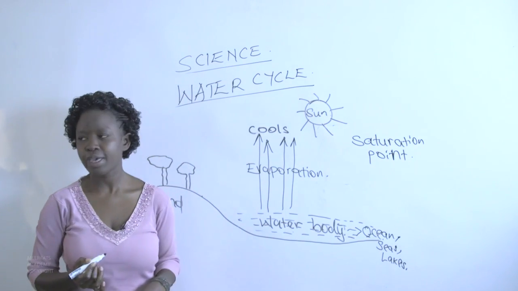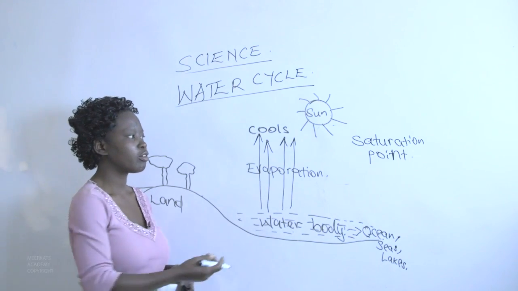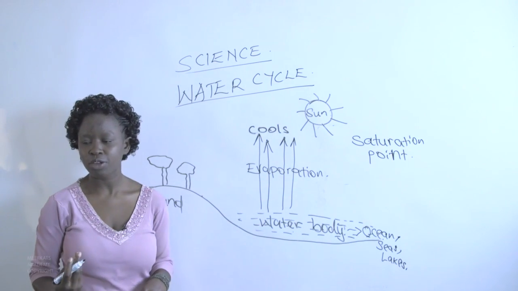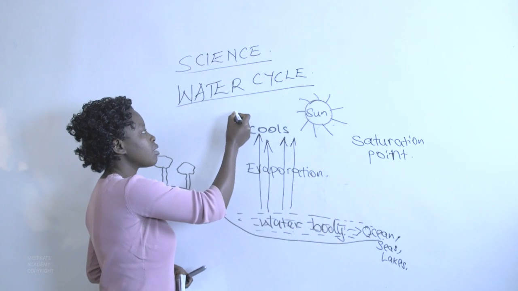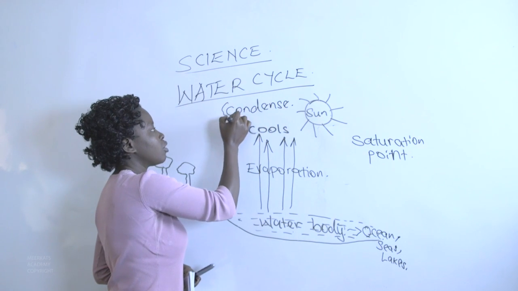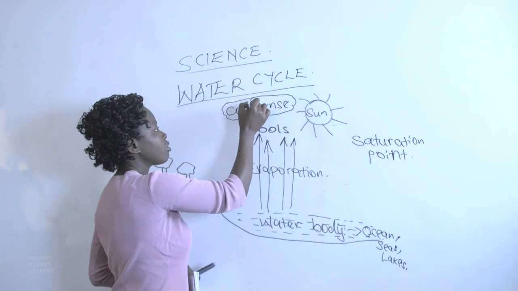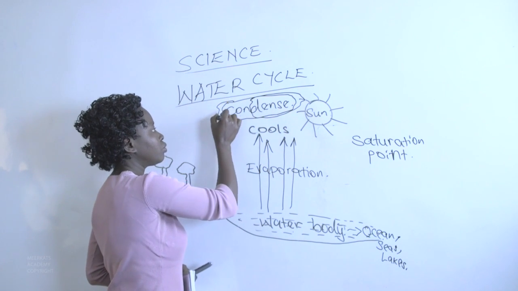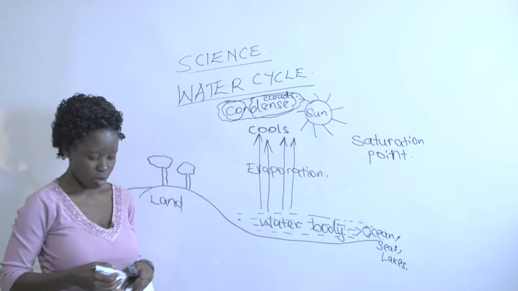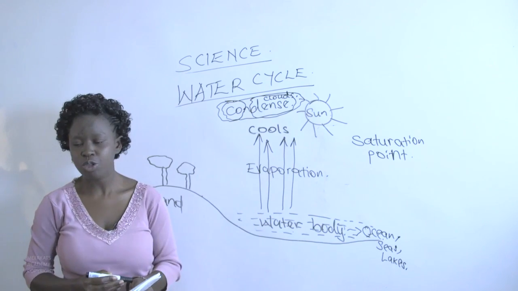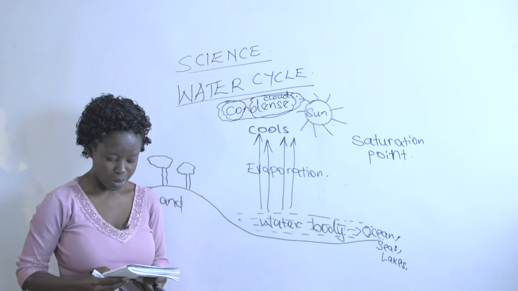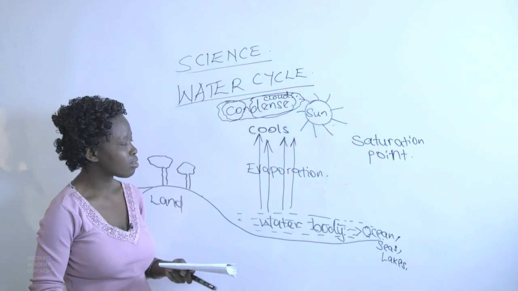So the point at which the air cannot hold the water vapor anymore, we refer to it as the saturation point. At that point, any more water vapor that will be added into the atmosphere will simply condense, and as it condenses it forms the clouds. So we are having formation of clouds that will occur as the process of condensation takes place. Clouds have been formed at that point, but there is still water that is evaporating.